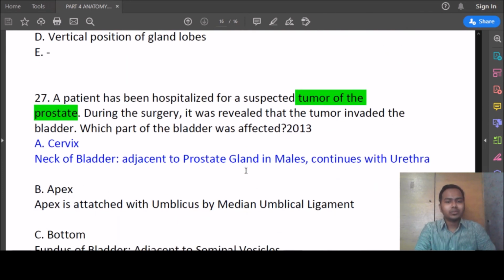A patient has been hospitalized for a suspected tumor of the prostate. During the surgery, it was revealed that the tumor invaded the bladder. Which part of the bladder was affected? When a tumor of the prostate invades the bladder, it is the cervix part, the neck of the bladder. The neck of the bladder is adjacent to the prostate gland in males and continues into the urethra. It is the nearest structure, the neck of the bladder.